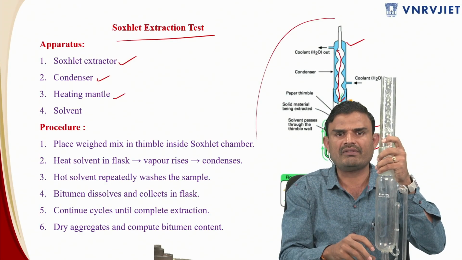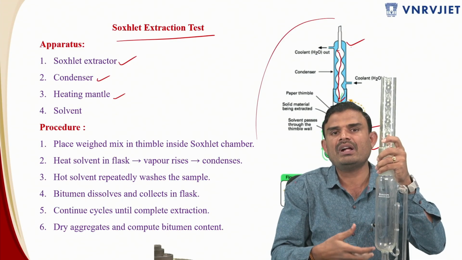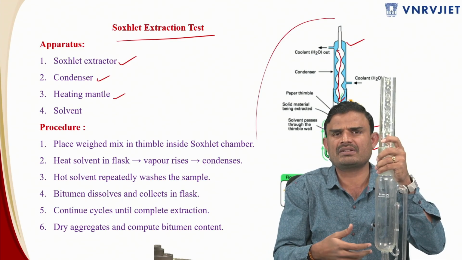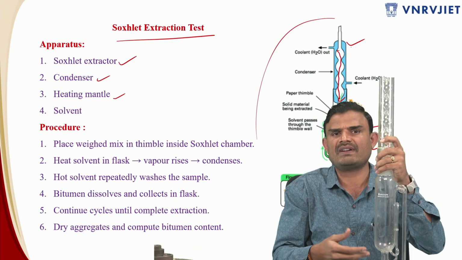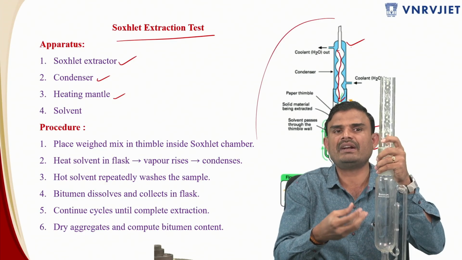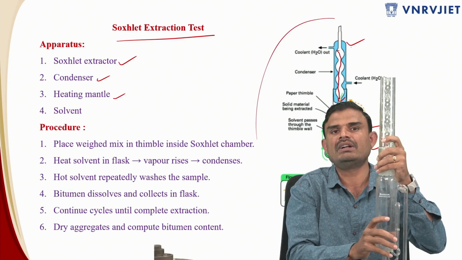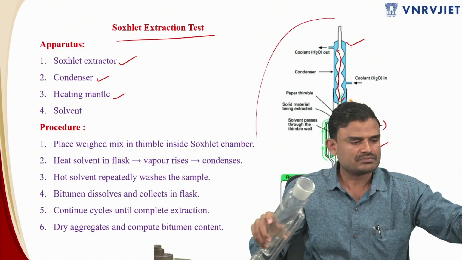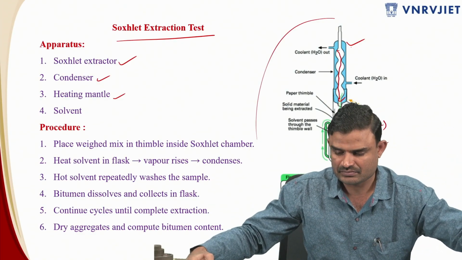The other half of the solvent will be recovered, will be coming from the bituminous solvent which is present in the conical flask. Only the solvent will be evaporated, and that will be reused again and again. So this is the operation of the Soxhlet extraction test.